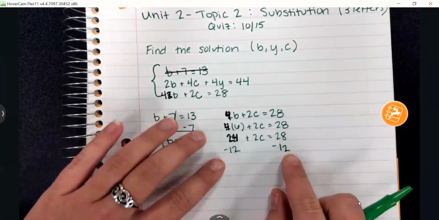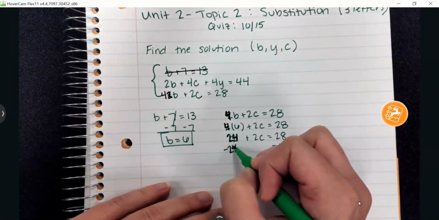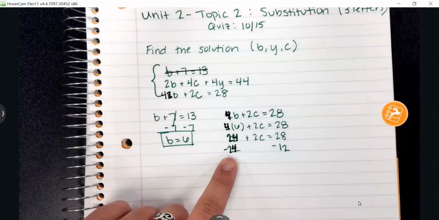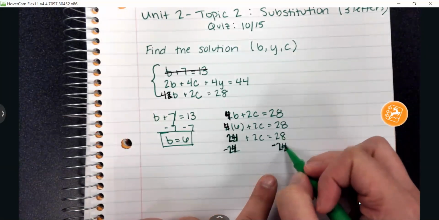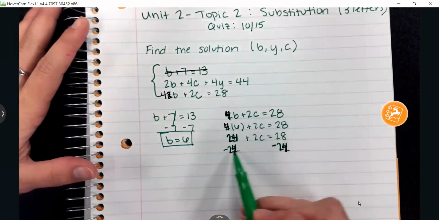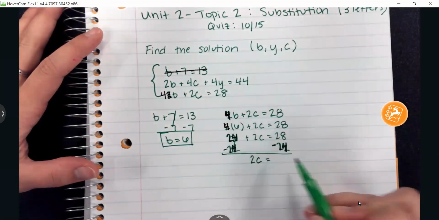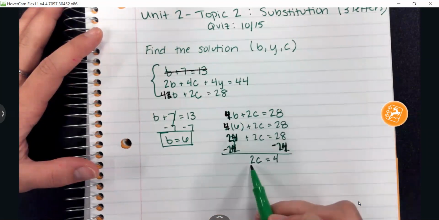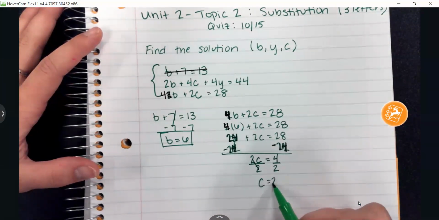So what am I subtracting from both sides? 24. Did I confuse anybody? Do I need to repeat anything? Very, very messy, Miss Bailey. Sorry. Are we good? Okay. All right. So I have 2C now equals 4. And when I divide by 2, I get C equals 2.